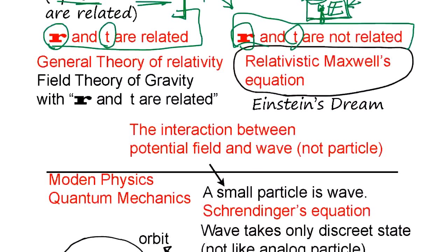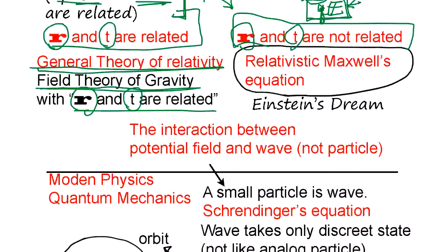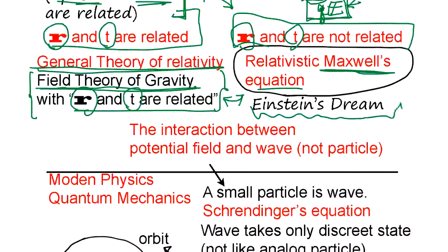Later, Einstein worked on the general theory of relativity, which is about gravity. Okay, R and T are related, and he made a field theory of gravity, just like Maxwell's. So this general theory of relativity is about gravity, and Maxwell's equation is about electromagnetism. There are two field theories in classical physics, and Einstein's dream was to combine them together into a single unified theory. Okay, but it never happened.